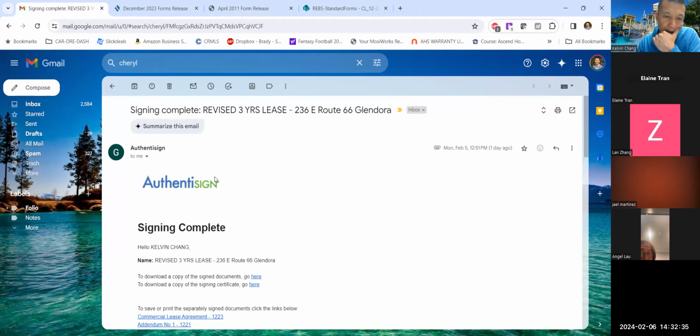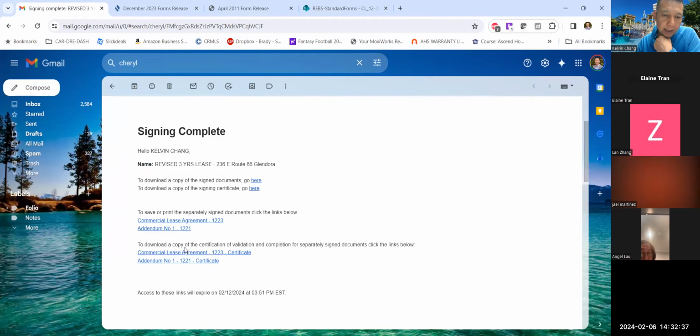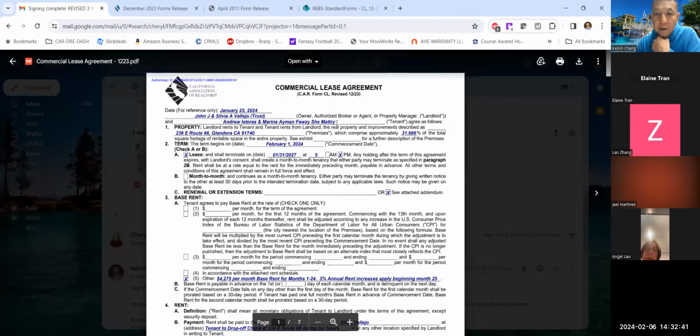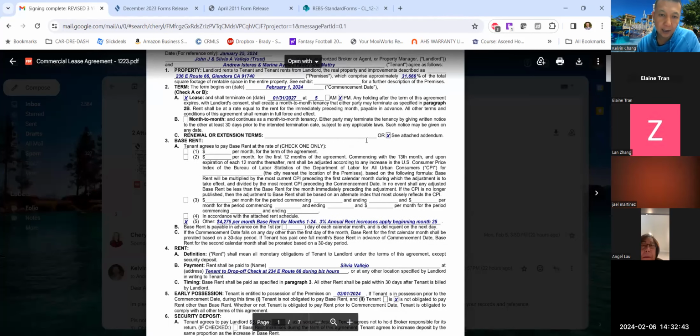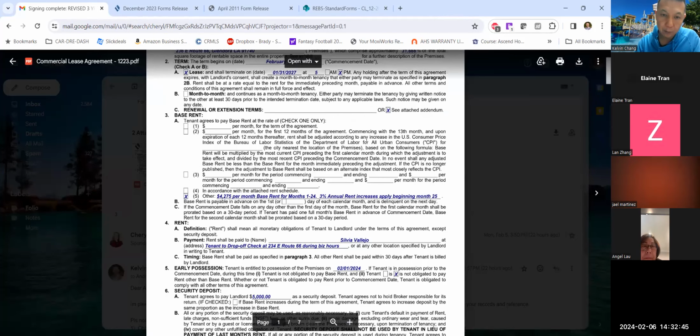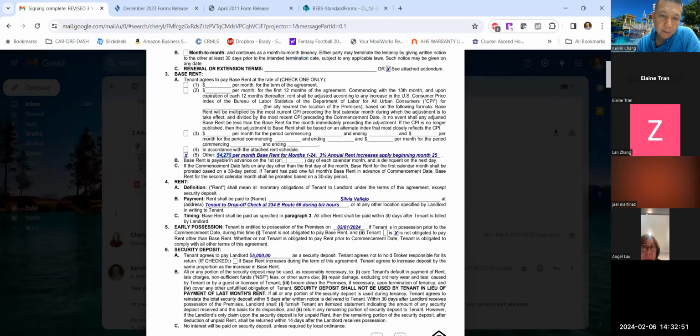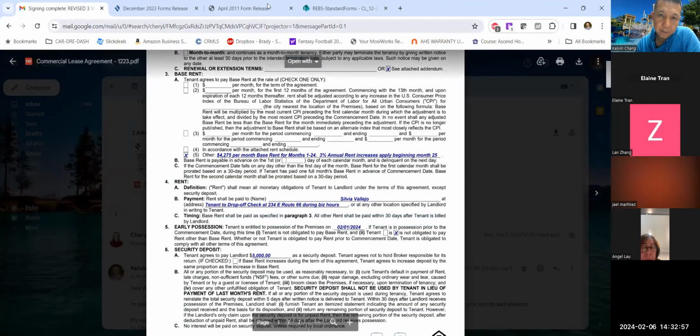Okay, so from Authentisign, we signed a commercial lease agreement. So this is the newest form already. It's nice to go ahead and pull it up as a reference for how I fill it out. We did a 3-year lease and the base rent to be $42.75. And we have the annual rent increases beginning on month 25.